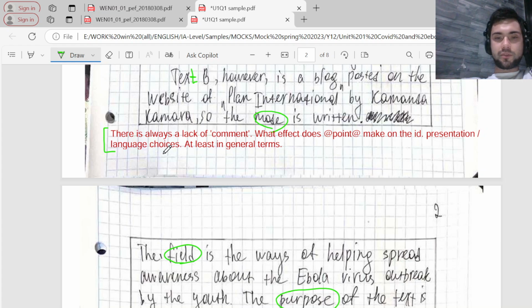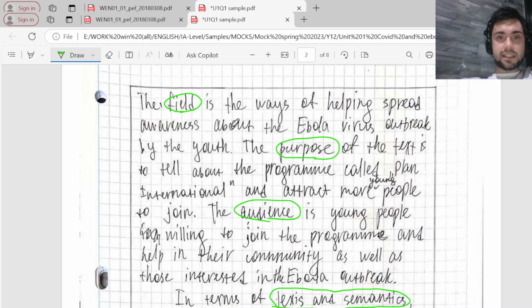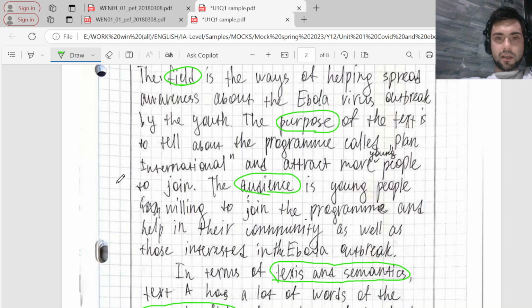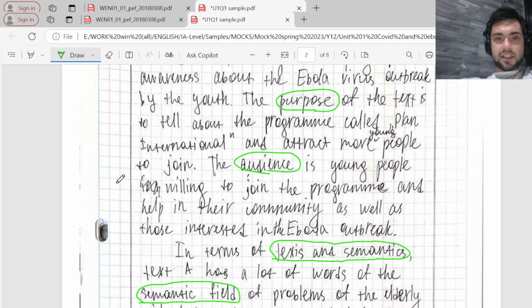so speaking of what is being done later, this structure is followed later in the upcoming points, which is nice. So the student then proceeds speaking about the field, and then the purpose, which is the text is to tell about the program called plan, and so on and so forth. We're now speaking about text B.